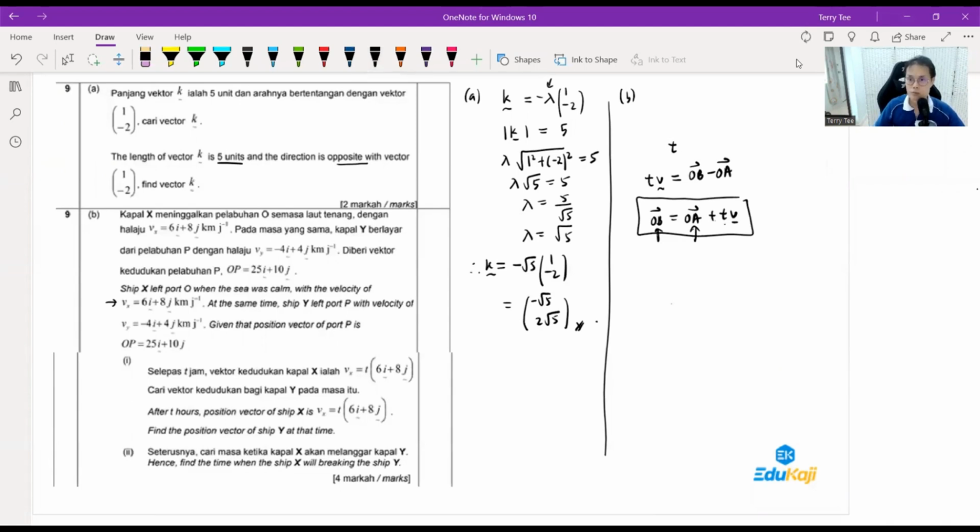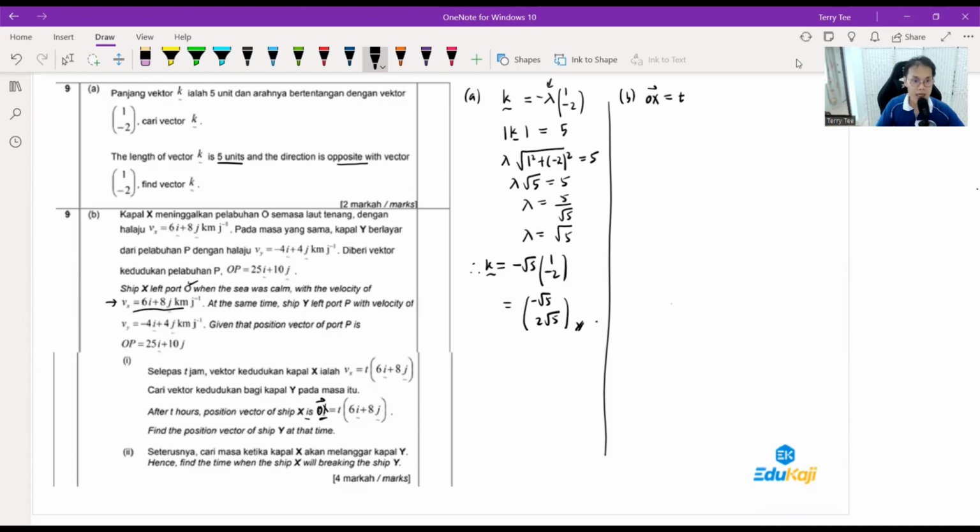Okay, so the first one is they gave us a ship X, right? Ship X actually left point O. O is your origin. So notice that after T hours, the position vector of ship X is given by this. Actually, this is not Vx. This one's supposed to be OX. Yeah, this is supposed to be OX. Ship X starts from point O, so we can't say OO, right? So it's just T times the velocity of your ship X.